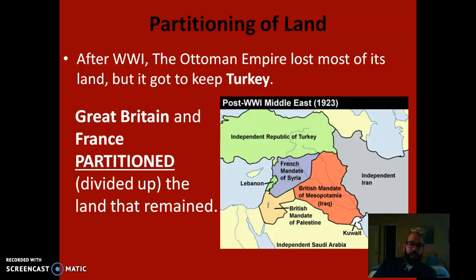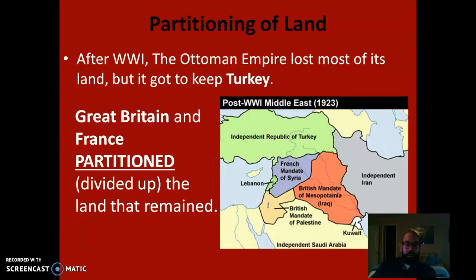Okay, you need to know what this word means. Partition is to break something up into pieces, to divide it up, to split it up, to split apart. Okay, so when you have a pizza, right, you partition it. When you slice a pizza into different slices, that's partitioning a pizza, breaking it up into sections. And that's what the Europeans did with this land.